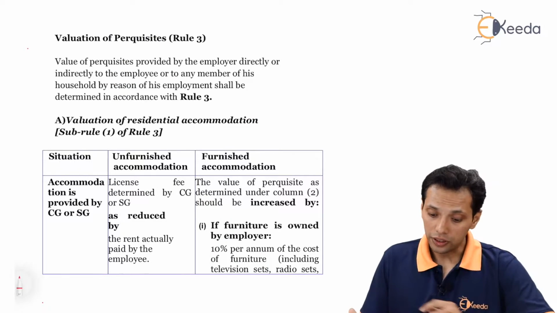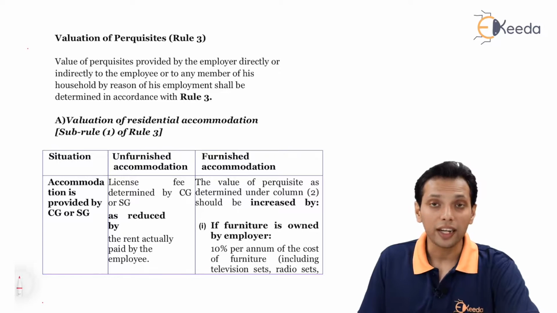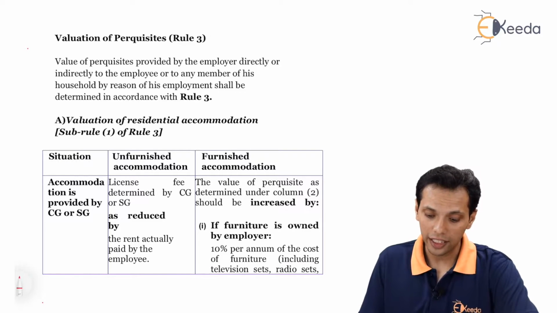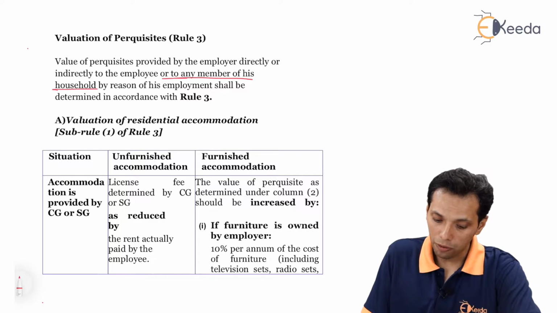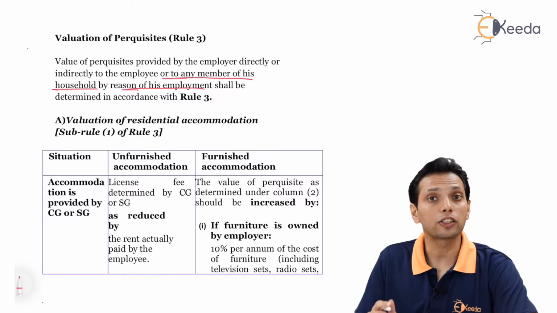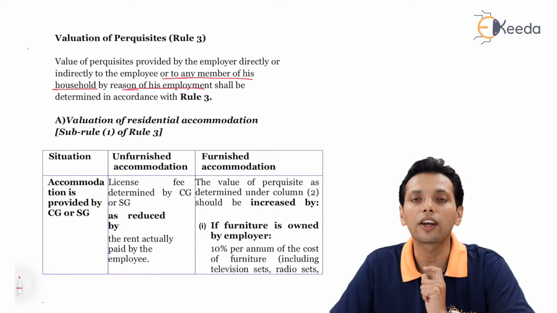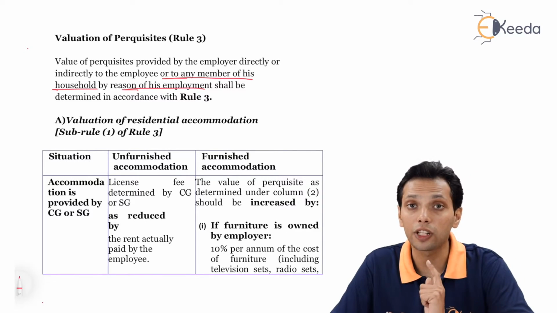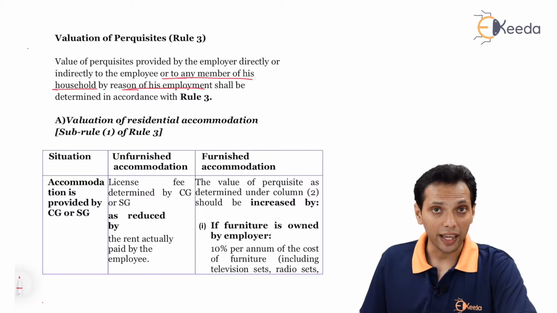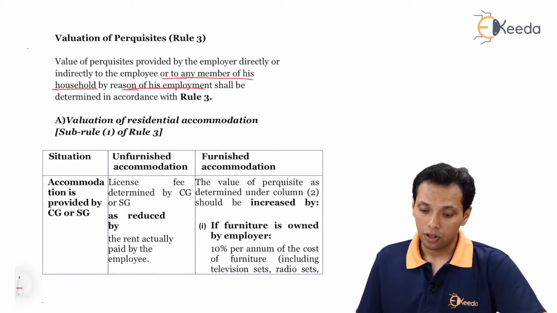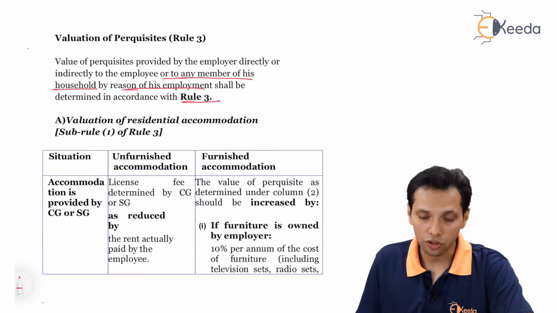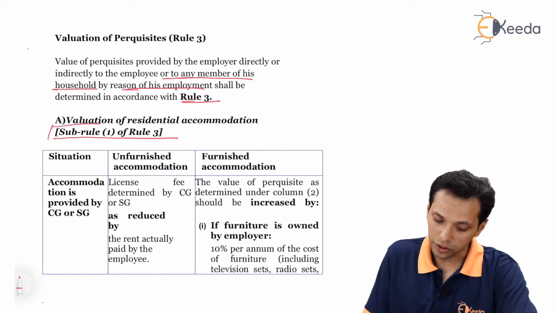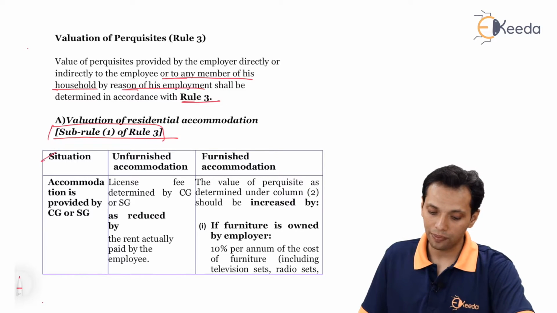Valuation of perquisites provided by the employer directly or indirectly to the employee or to any member of his household by reason of his employment. The employer and employee relationship, first of all, is very much important to be taxed under the head salaries, and shall be determined in accordance with rule 3. Valuation of residential accommodation would be as per sub rule 1 of rule 3.